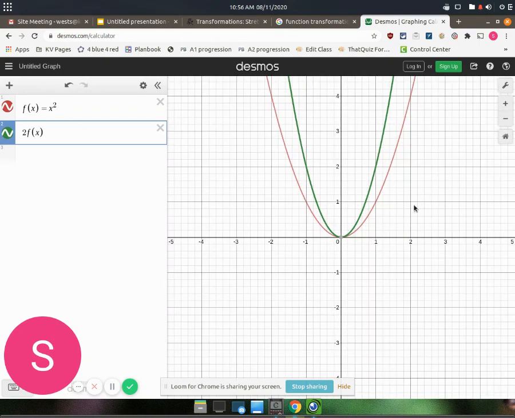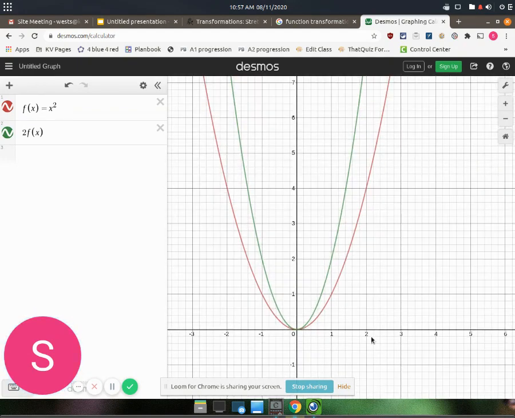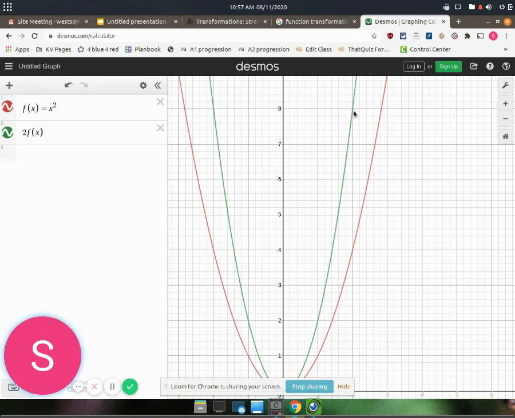If we zoom in here, the way you can tell is by looking at the y values. You see where x is equal to 1 and y is equal to 1, but if you look at the green one, the new one, the y value has doubled. x is still equal to 1, but the y value has jumped to 2. If you look at x equals 2, the original has the y value being at 4, but the new green one has stretched it all the way up to 8. So if you multiply by something on the outside, you'll get a stretch.